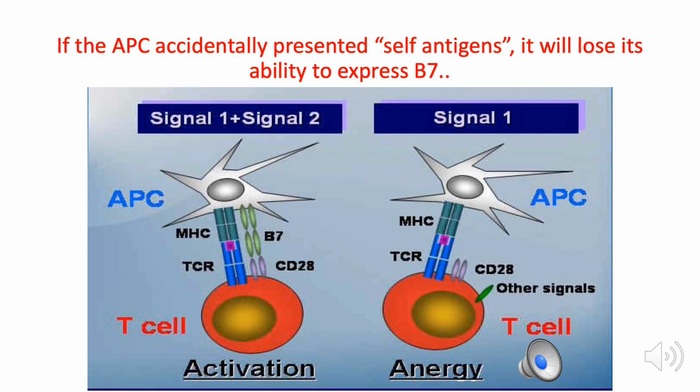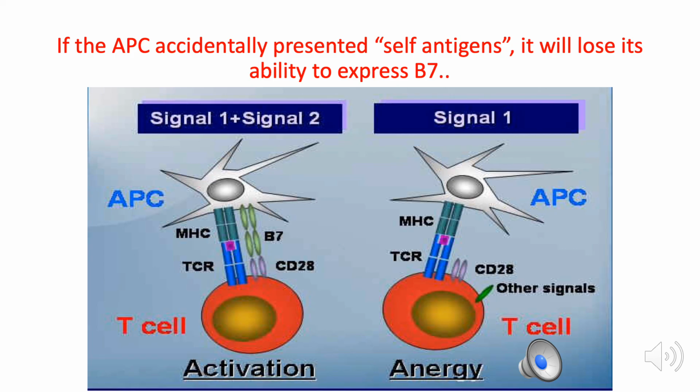Why do you think the B7 should disappear or should no longer be expressed? Because presentation of the self-antigen can lead to the production of antibodies that will destroy your own antigens, and that is what we call autoimmune disorder. So, to prevent the possibility of autoimmune disorder brought about by faulty antigen presentation, the antigen presenting cell should be disabled from expressing B7.